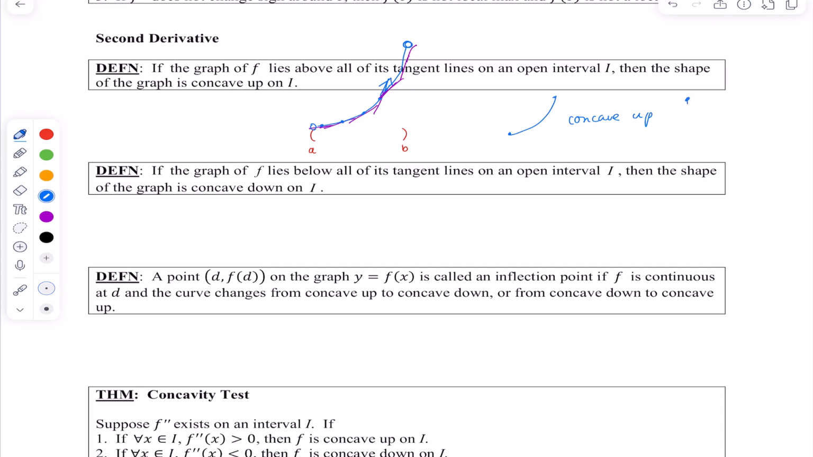Another version of concave up would be this. This will also be concave up. Now, what if the graph of a function lies below all of its tangent lines on an open interval I? Then the shape of the graph is concave down.